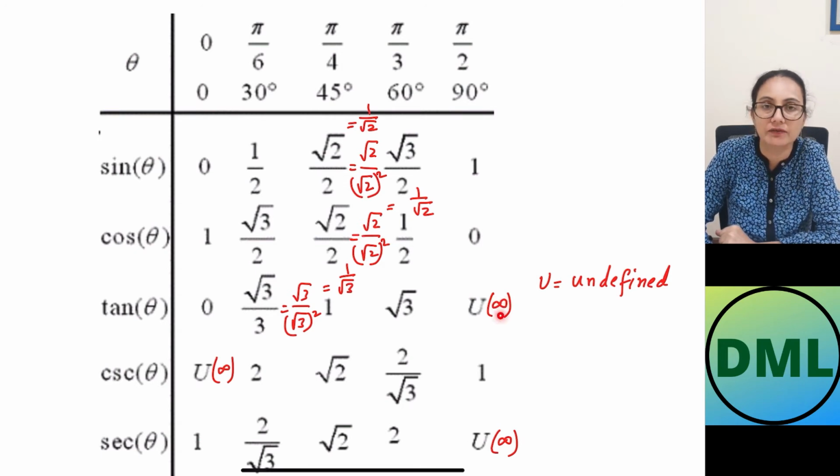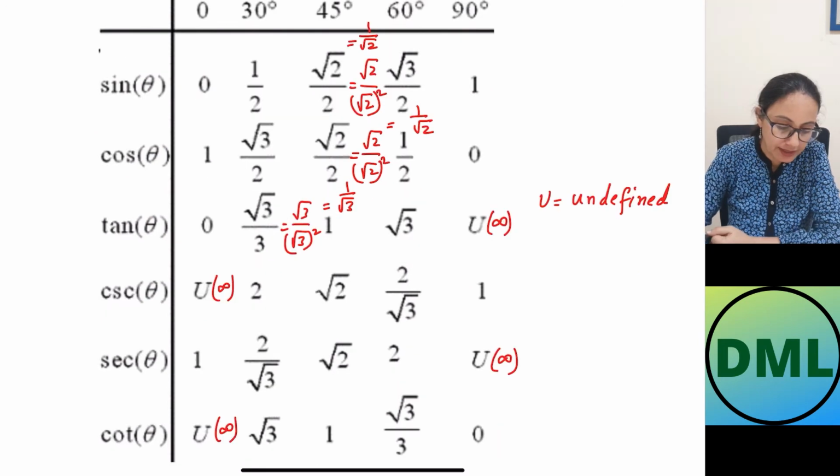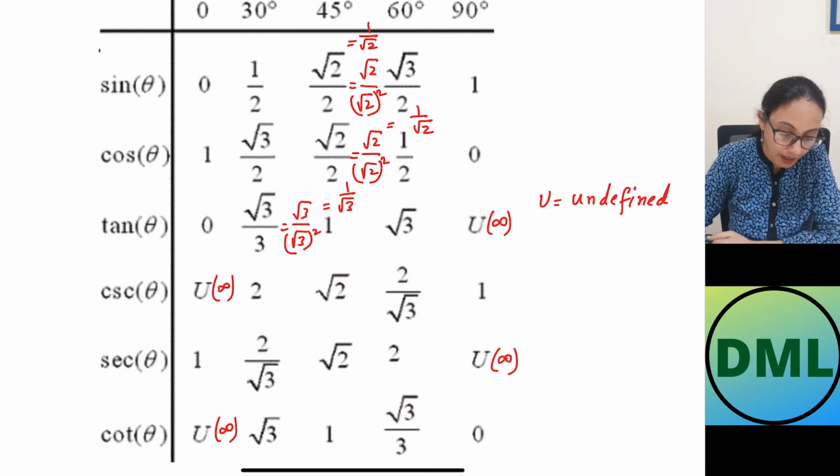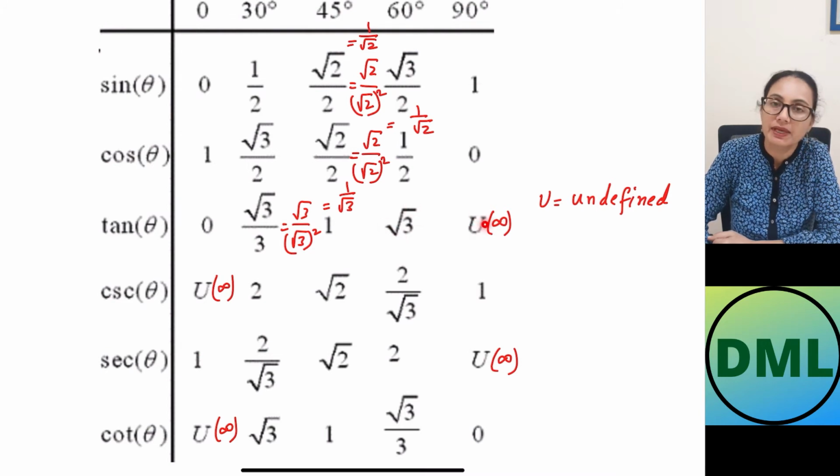That means the curve won't touch at tan 90 degree. Tan theta is sine theta over cos theta. So 0 over 1 is 0. Half divided by root 3 by 2 will give you 1 over root 3. 1 over root 2 divided by 1 over root 2 will give you 1. Root 3 by 2 divided by half will give you root 3, and 1 over 0 is infinity.